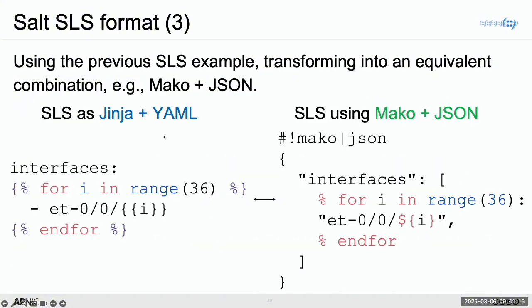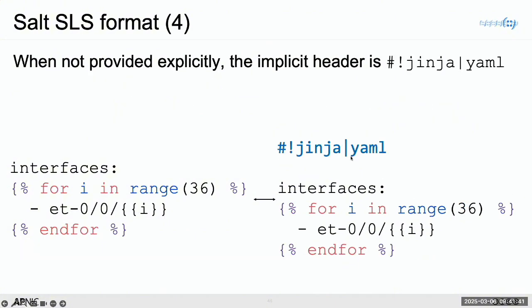So this is an example of how you can use different combinations like Jinja and YAML. Your file will look like this, and in case you have Mako and JSON, then it will be in this format. You have to specify it here with a hash, the number sign, and then specify the combination that you are going to use. But if you do not specify anything, then by default it uses Jinja and YAML.